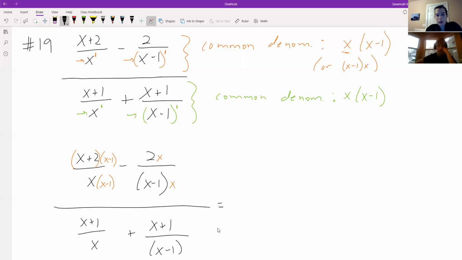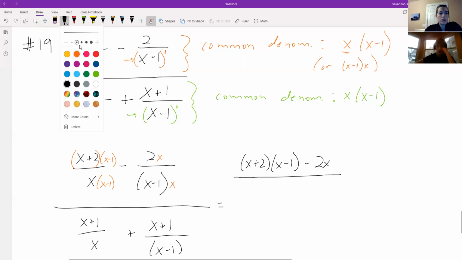What that gives me is something like this. And then we know that after all of that work, finally, we've got our LCD.